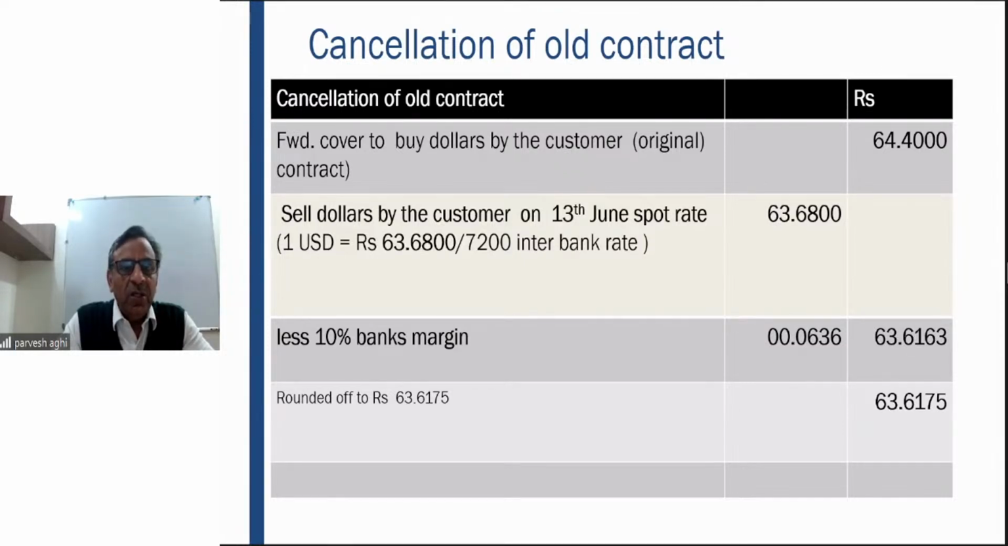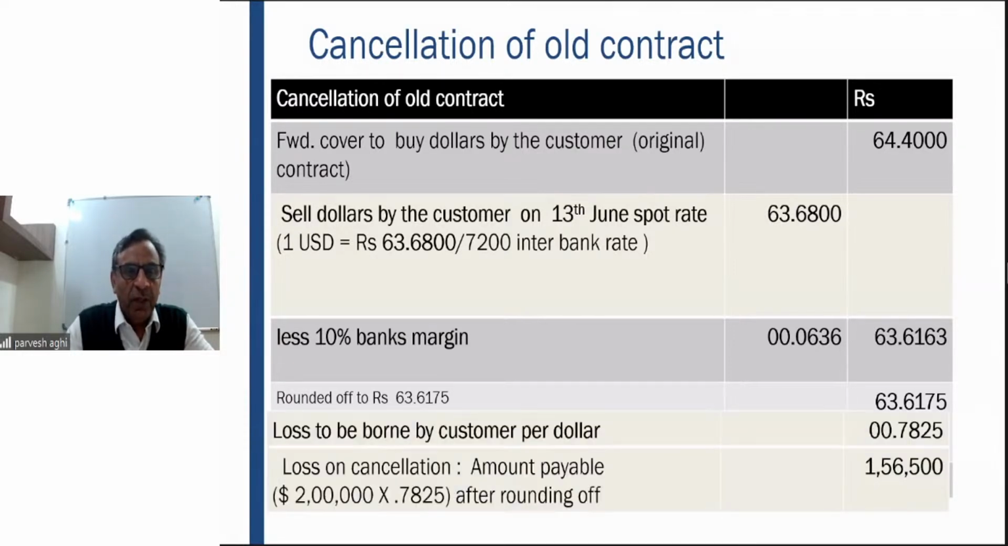So on 13th June he will be selling dollars at the rate of 63.68. First he bought the dollars, now he is going to sell dollars so that the old contract gets cancelled out. We will use the 13th June spot rate, which is the selling rate, the bid rate, 63.68, and this is the interbank rate. We are going to less the margin, so it will be rounded off to 63.6175.